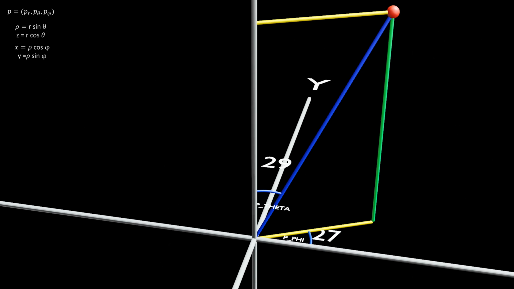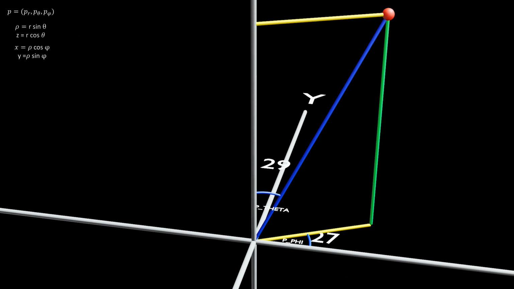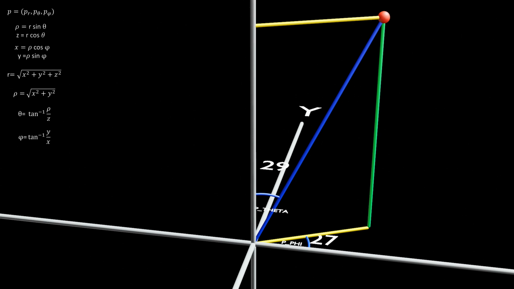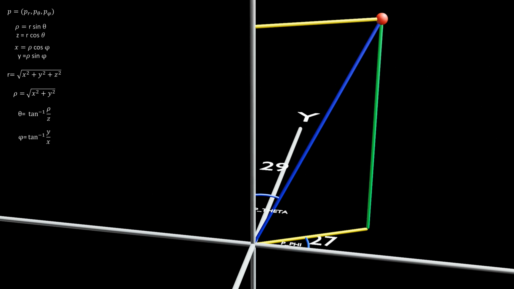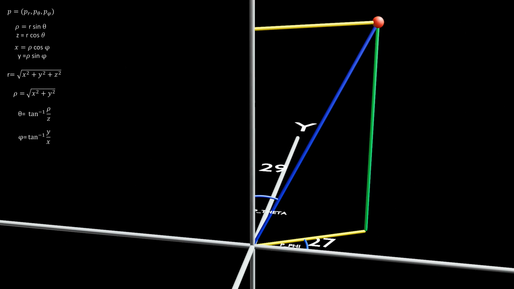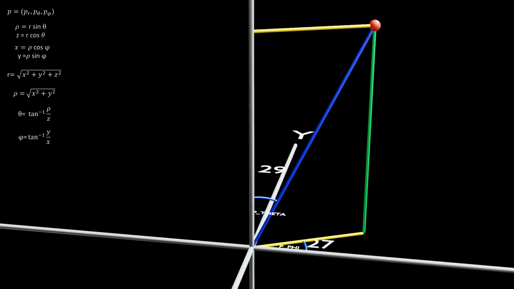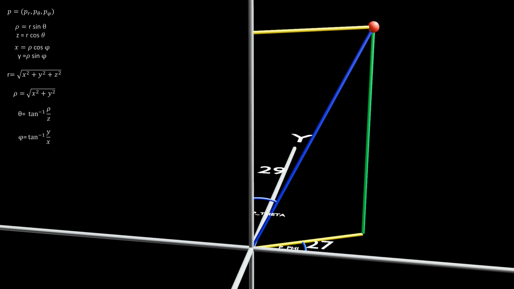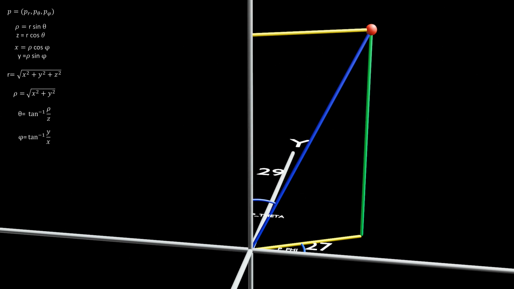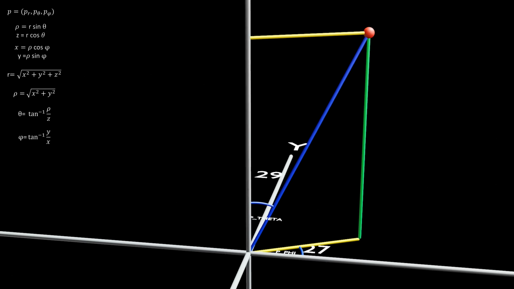Now, to transform a point back from Cartesian to spherical, r equal to the square root of x squared plus y squared plus z squared. Rho equal to the square root of x squared plus y squared. Theta equal to the inverse tan of rho divided by z, and phi equal to the inverse tan of y divided by x.